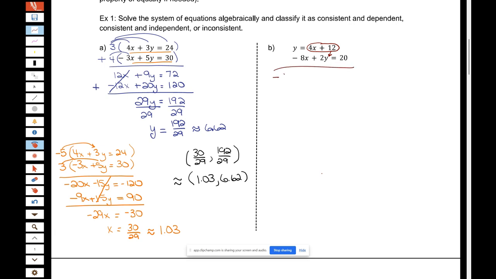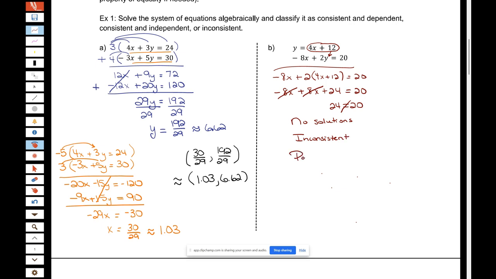So now I'm going to do negative 8x plus 2, and instead of y, I'm going to put 4x plus 12. So negative 8x plus 8x plus 24 equals 20. Okay, on this one something interesting is going to happen because the x's are going to cancel, and I'm going to end up with 24 equals 20, which is not true, which means this system has no solutions. We would call it inconsistent with our new terminology at the top of the notes because they are parallel lines.